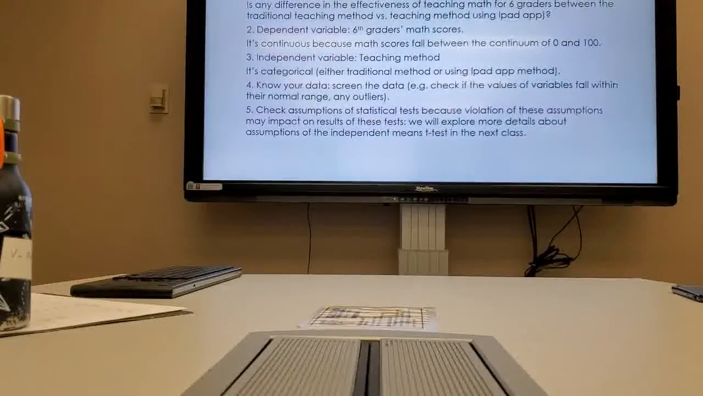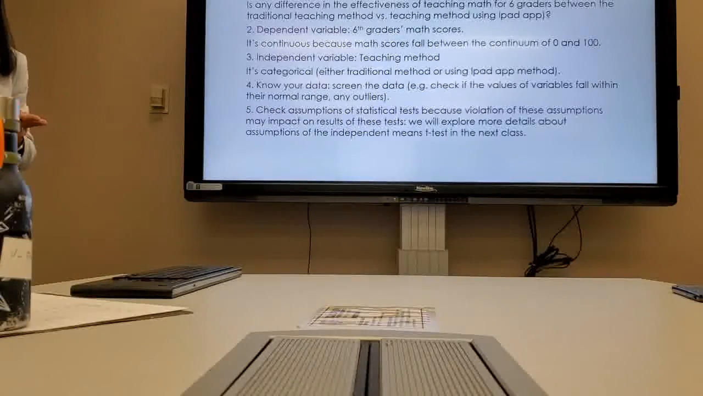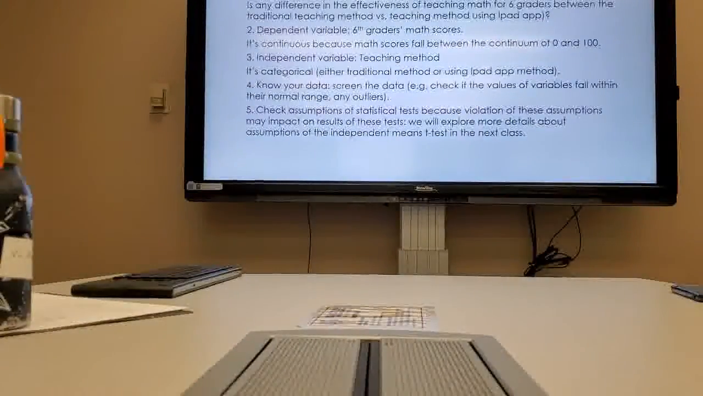Then we'll go through each question. So from the last part, now we will discuss: what is the research question from the scenario? The research question would be, is there a difference in math scores between the traditional and the innovative teaching method? The dependent variable here is the math score we collected, and the independent variable would be the teaching method, with 2 values, either traditional or innovative teaching.